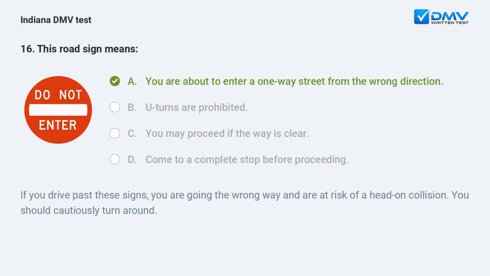If you drive past these signs, you are going the wrong way and are at risk of a head-on collision. You should cautiously turn around.